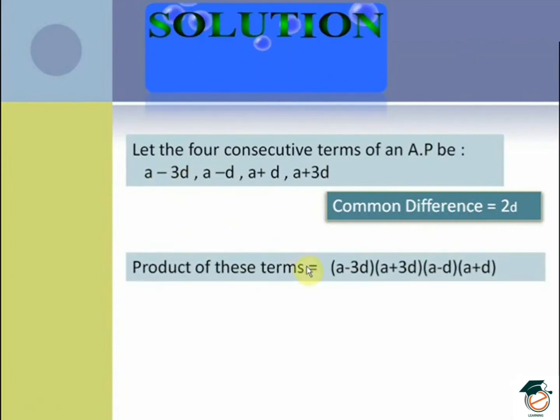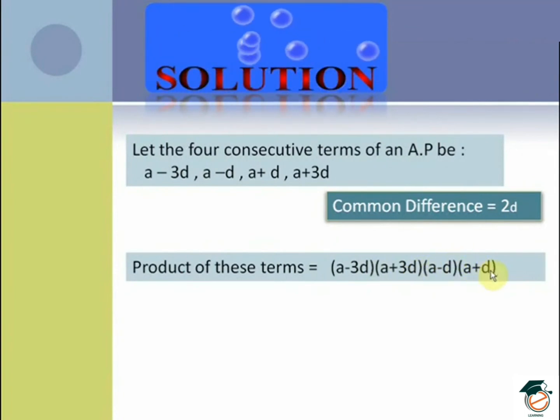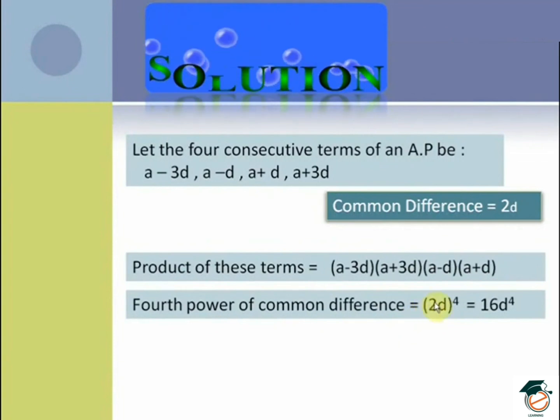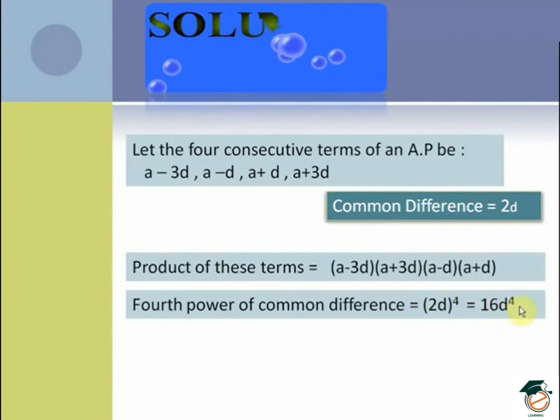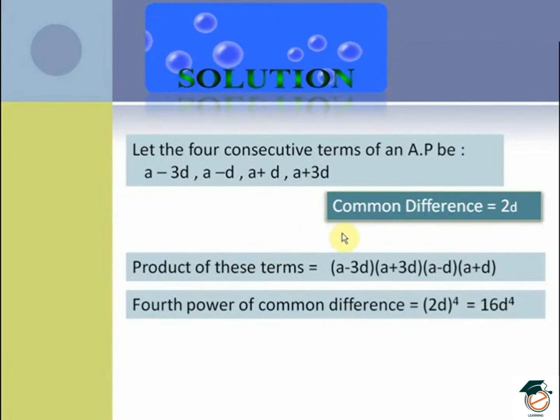Now the product of all these four terms would be equal to A minus 3D into A plus 3D into A minus D into A plus D. Also, the fourth power of common difference would be equal to 2D to the power of 4, which is equal to 16D to the power of 4. Thus, this is the fourth power of common difference and this is the product of these terms.